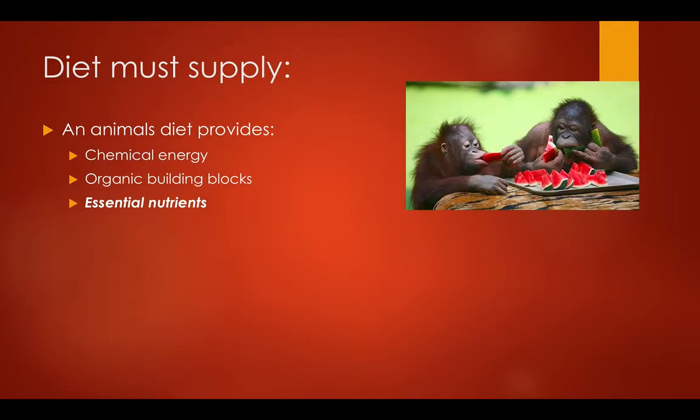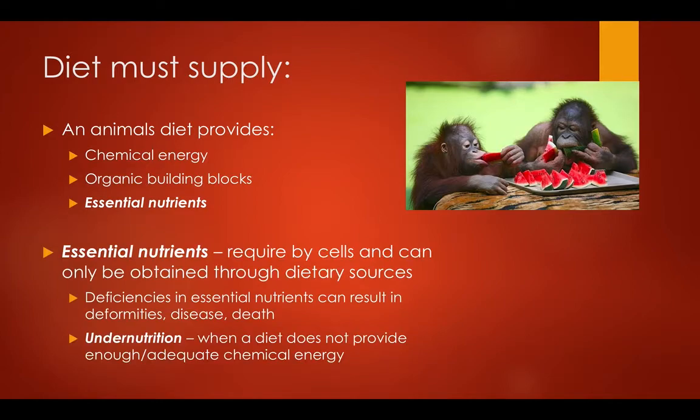So when it comes to diets, they are going to have to provide a certain set of things, such as chemical energy, which makes up the organic building blocks for running the cells, producing ATP, and giving lots of energy to the body. But the diets are also going to need essential nutrients. Essential nutrients are required by the cells and can only be obtained through dietary sources. So the body can't make them on its own. They have to be consumed. Deficiencies in essential nutrients can result in deformities, disease, and sometimes even death.